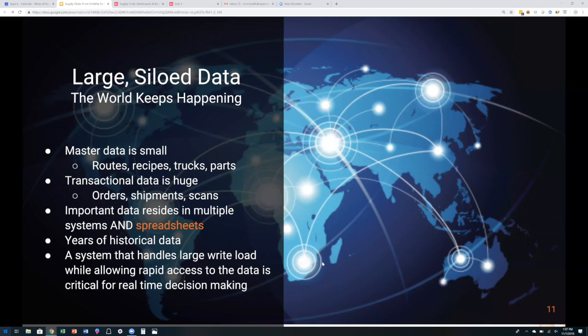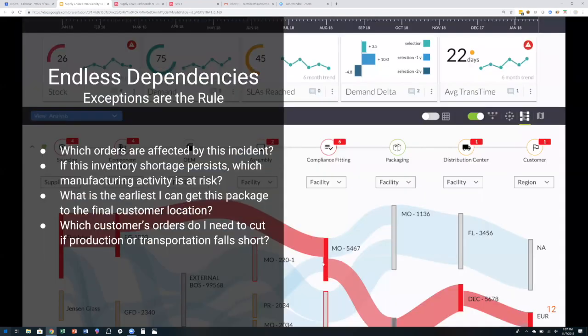But the problem is this continues to happen, and more importantly now we have years of historical data where there is no sort of source of the truth or golden record, and it becomes more and more fragmented as we look across multinational kinds of supply chains. This endless dependency, which is if I move this and I break that, what happens if? This capability now to be able to look at this inventory, or whether it's a supply shortage, et cetera.